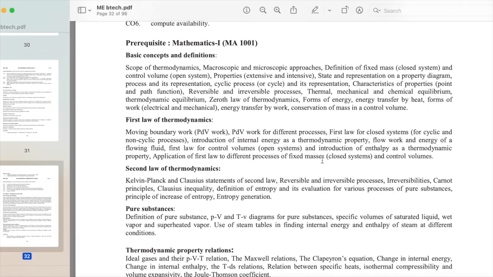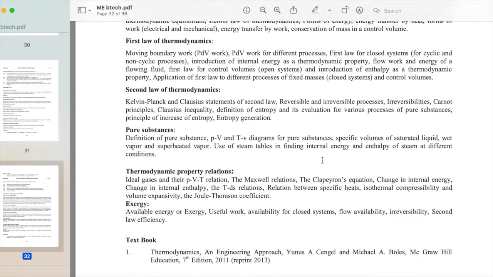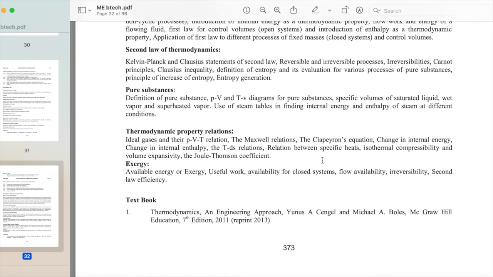transfer by work, conservation of mass in a control volume, first law of thermodynamics, moving boundary work, PdV work for different processes, first law for closed systems, for cyclic and non-cyclic processes, introduction of internal energy as a thermodynamic property, flow work and energy of a flowing fluid, first law for control volumes, open systems, and introduction of enthalpy as a thermodynamic property, application of first law to different processes of fixed masses, closed systems, and control volumes.